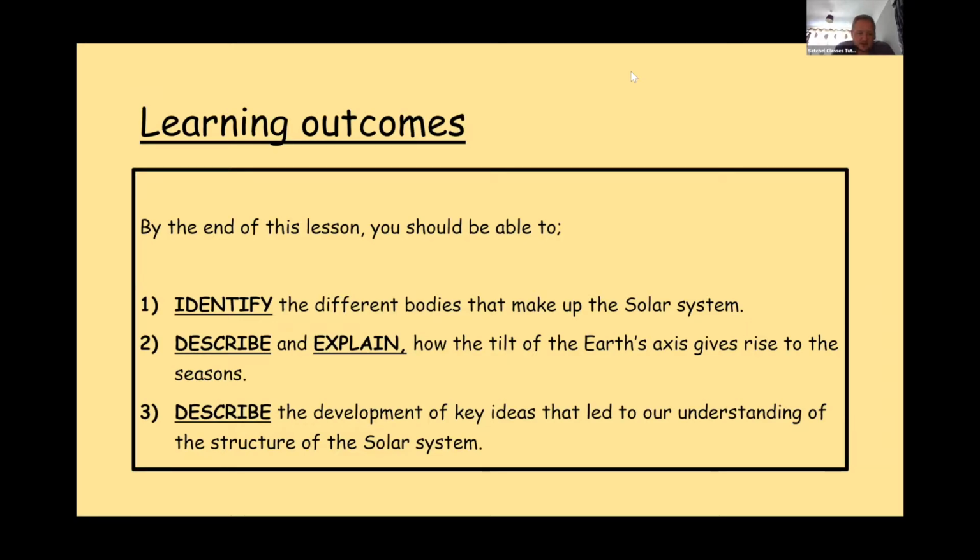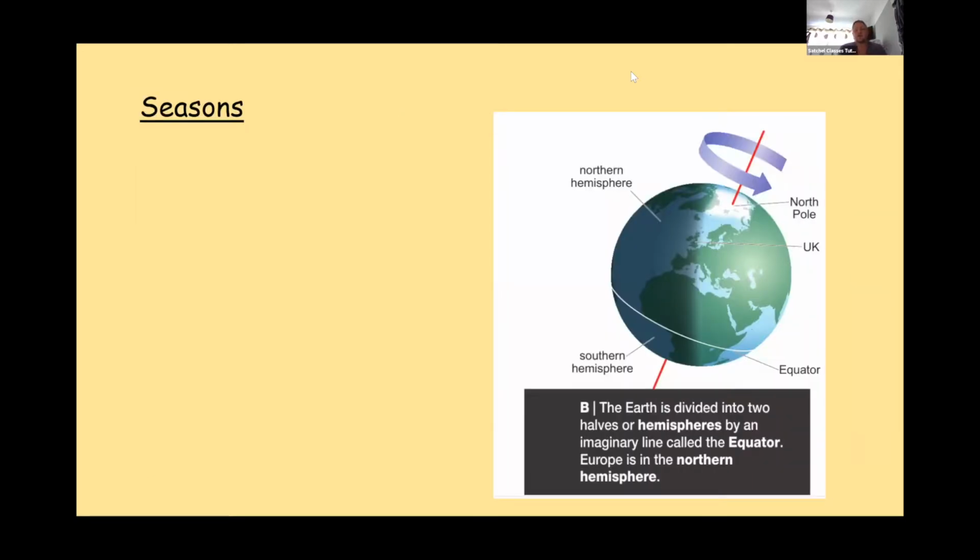Question 2, or outcome 2: describe and explain how the tilt of the Earth's axis gives rise to the seasons. What's important to know is that the Earth is divided into 2 halves, or hemispheres, which are separated by an imaginary line called the equator. Our continent, Europe, is in the northern hemisphere, which is the top half of the Earth. And it's important to note that our North Pole and South Pole are not straight up and down between the middle. It's off at a tilt.